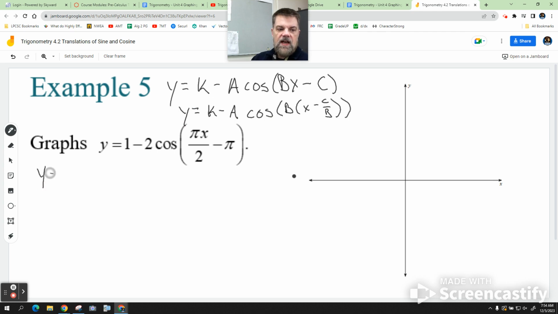Alright, so let's rewrite that first. So I'm going to say y equals 1 minus 2 cosine. Now b is actually pi over 2 times x minus pi over 2.